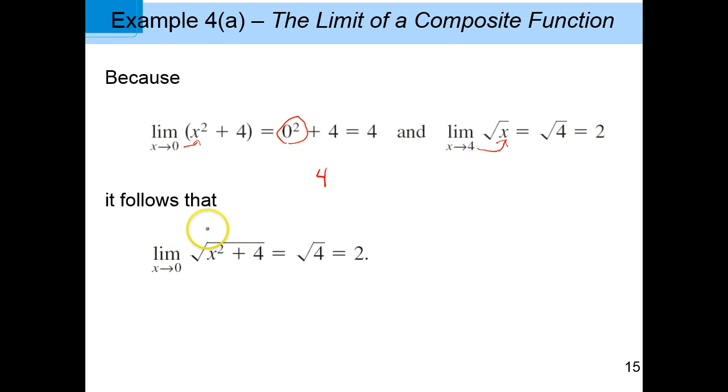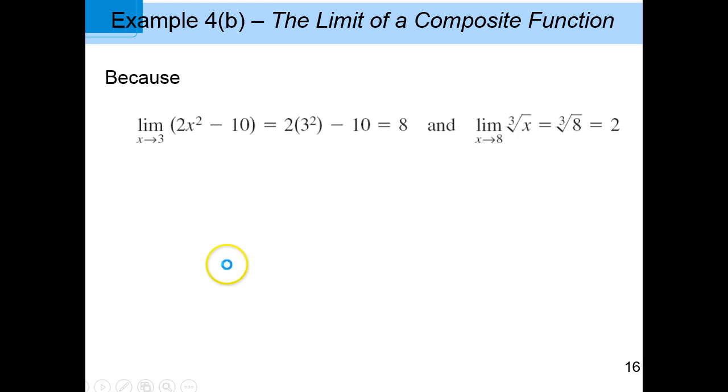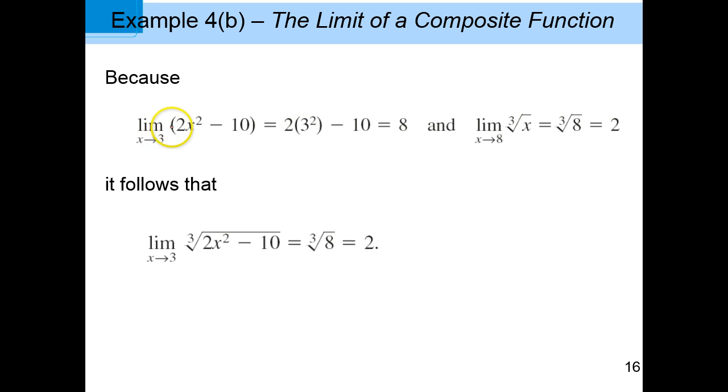So it follows then that if we take the limit as x approaches 0 of the square root of x squared plus 4, if I plug in a 0, you get 0 squared plus 4, and we take the square root of that, which is also 2. So what you have here is really two functions: the square root of x squared plus 4, composed of the square root and the inner function. Here's one more example of this.